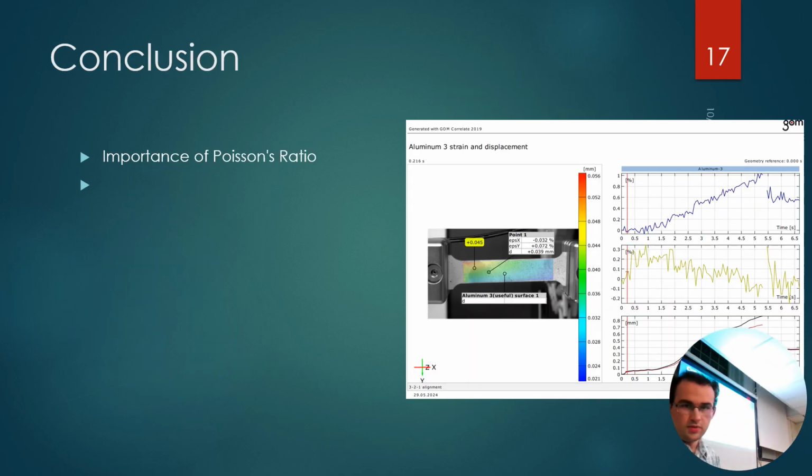In conclusion, the Poisson's ratio is important because it allows us to calculate the material's behavior in different loading scenarios, thereby determining the shear modulus and the bulk modulus from a simple and straightforward tensile test. Poisson's ratio allows us to do that.